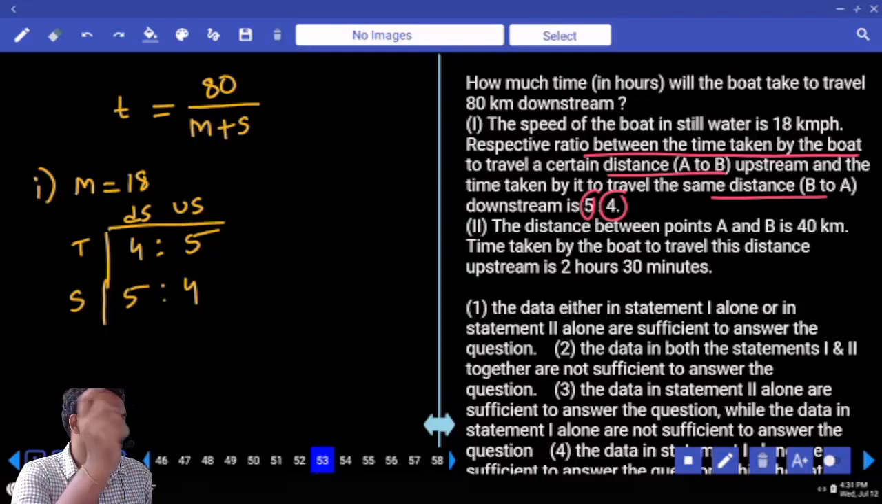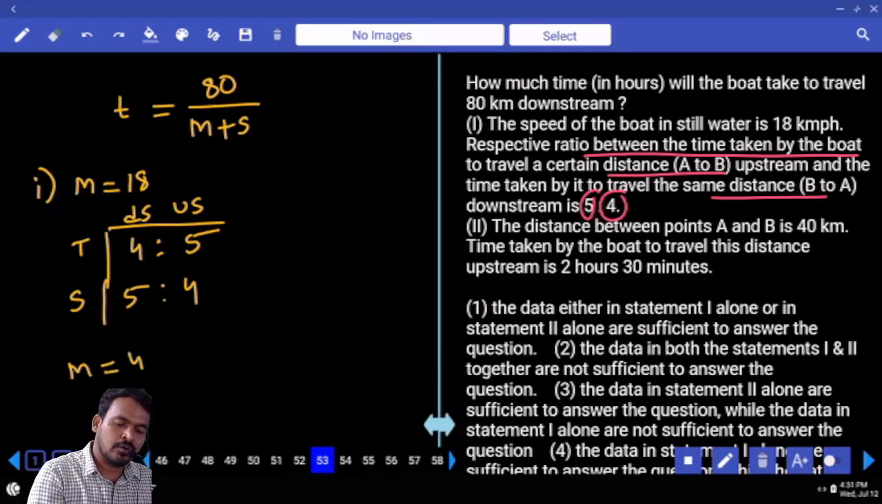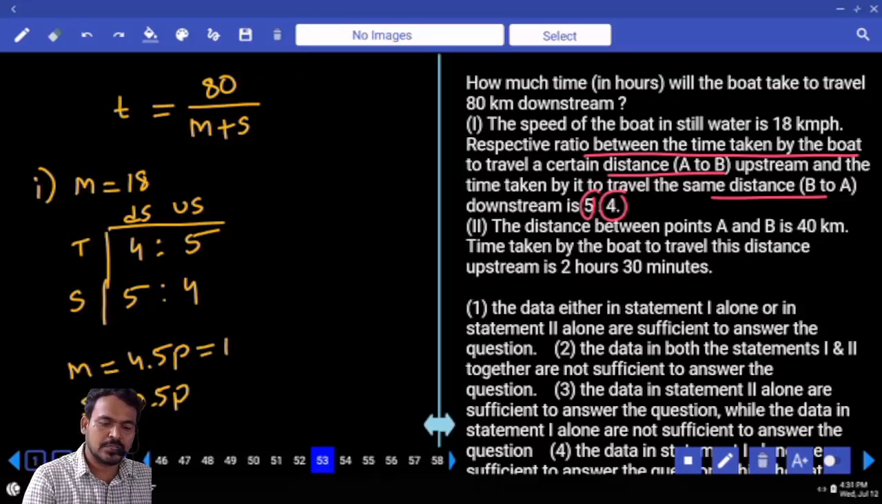Simplifying those two, we get the M and S values. M represents how many parts? 4.5 parts. 5 plus 4 is 9, by 2 means 4.5. S means how many parts? 0.5 parts. 4.5 parts means how much? 18. What is the half value? 4.5 is 18, so half will be 2.